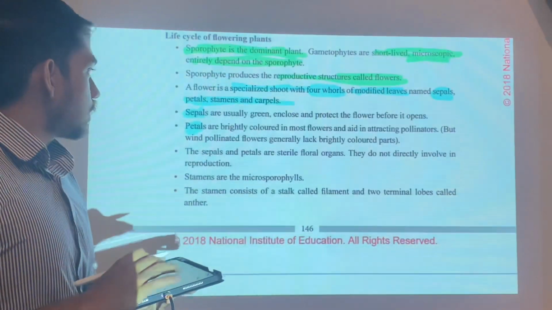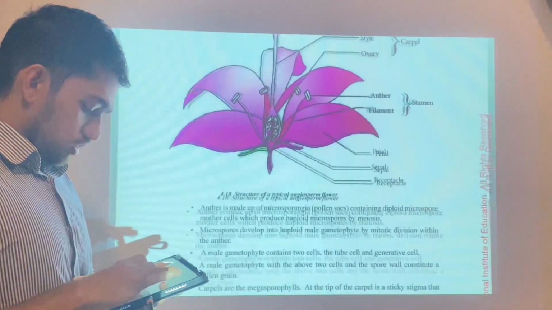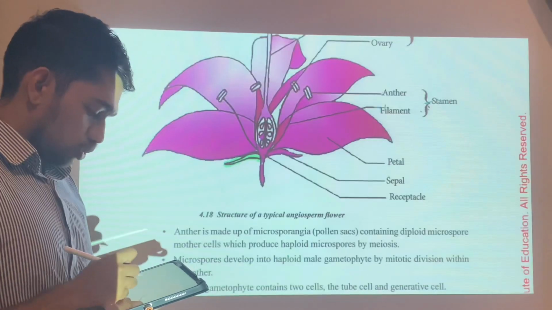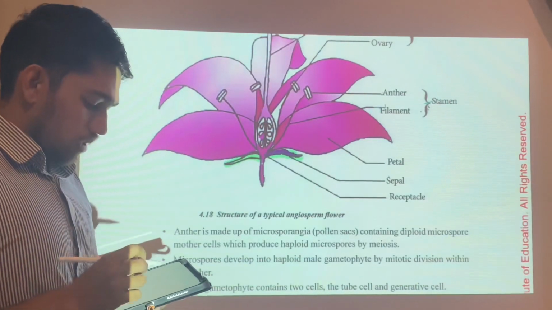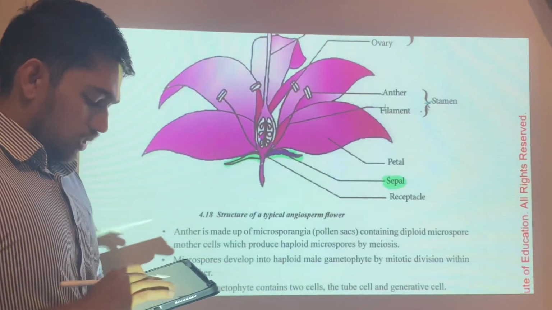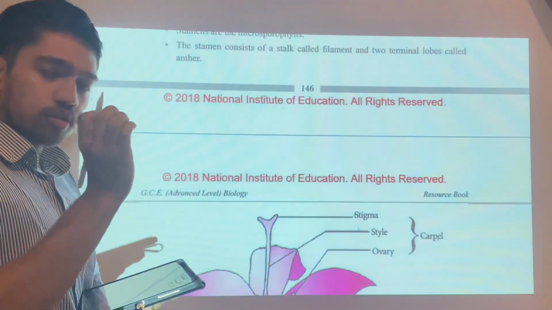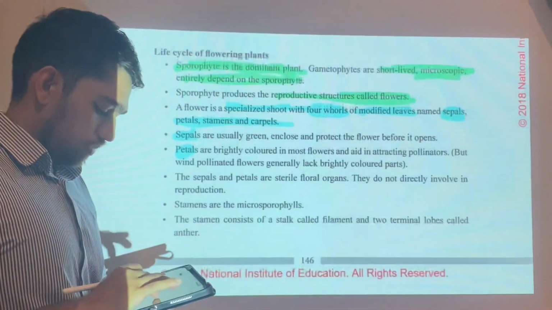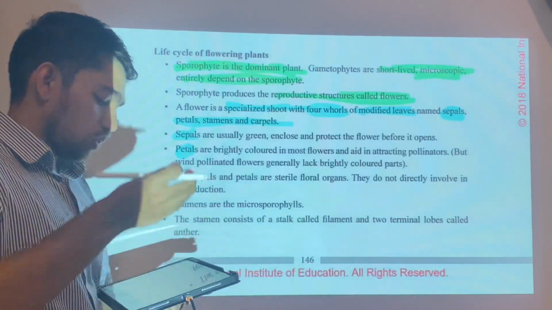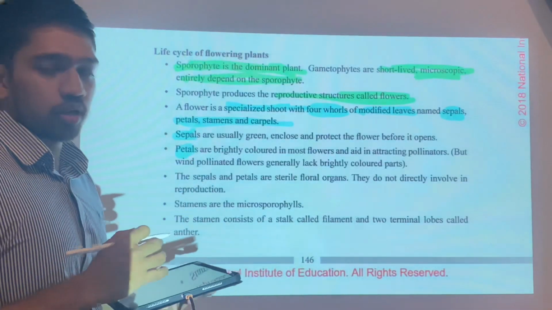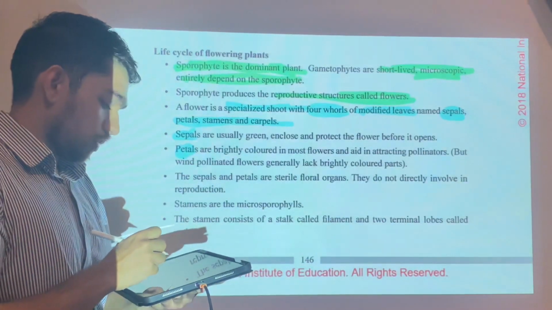Sepals are usually the outer parts, and usually they are green. Sepals cover the flower when it's still a bud. Have you seen sepals? They're usually green and enclose the flower before it opens. A protective role there.